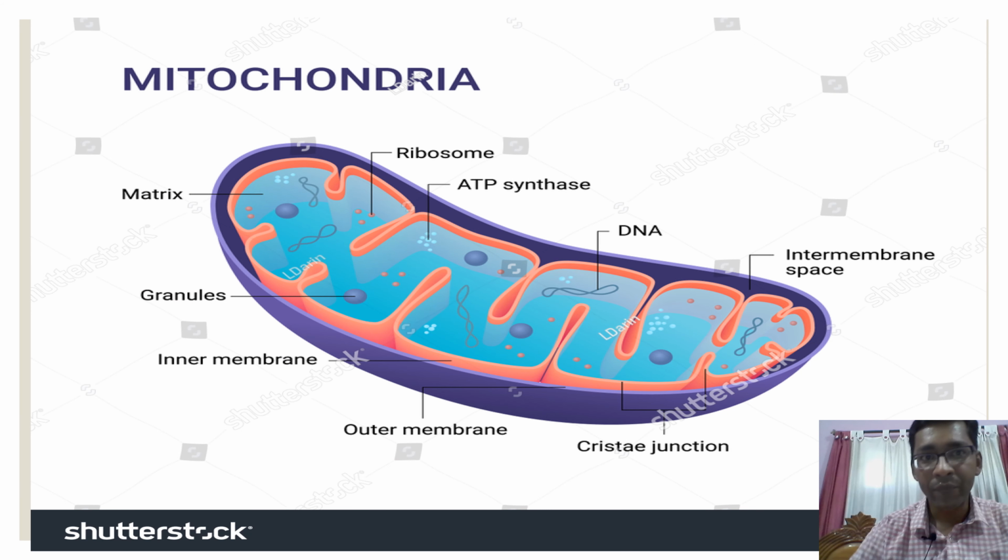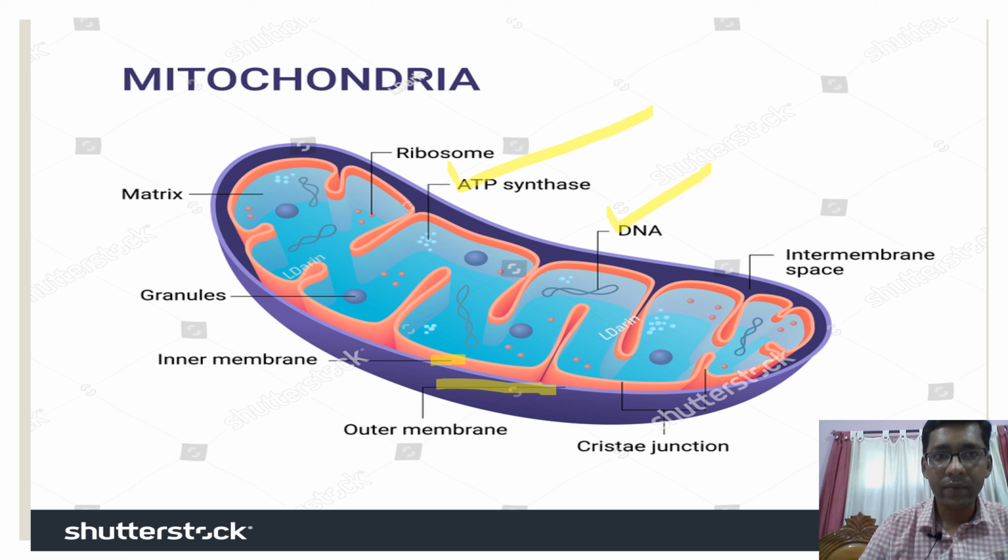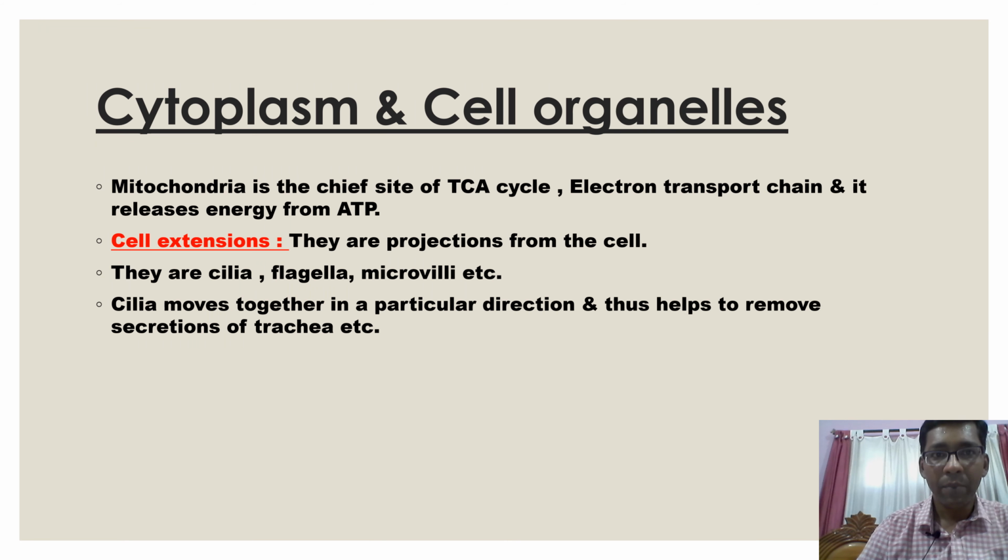So mitochondria. This is a cut section of a mitochondria. Mitochondria also has an outer membrane and an inner membrane, and inside the mitochondria there is DNA, ATP synthase enzyme which produces ATP, and matrix. Mitochondria is the chief site of the TCA cycle, tricarboxylic acid cycle, a part by which metabolism occurs, the electron transport chain, and it releases energy from ATP.